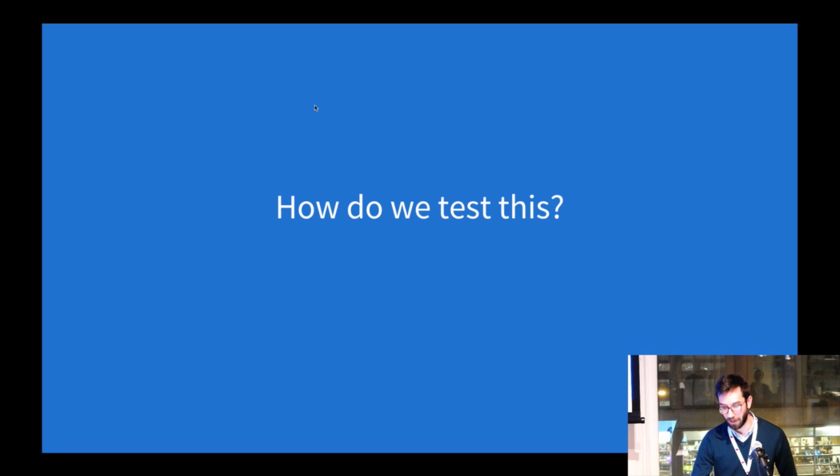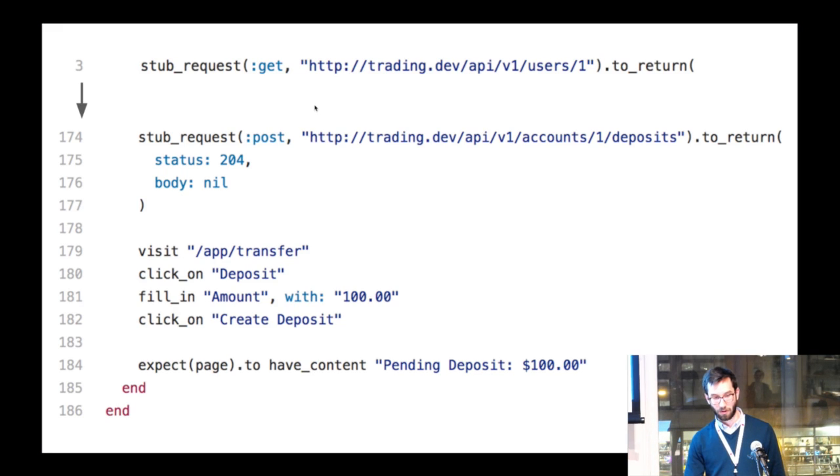So what I'd like to do to understand sort of how to attack this problem is look at how we might test this feature that we're talking about. So what I have here is some code. It's actually a feature test, which is RSpec language for a high-level integration test. And what it's going to do is, if you look sort of midway down there, it's going to visit a page called transfer. It's going to click on a button, it's going to fill in a form, and then it's going to submit that form, and then it's going to make an assertion that a pending deposit was created.